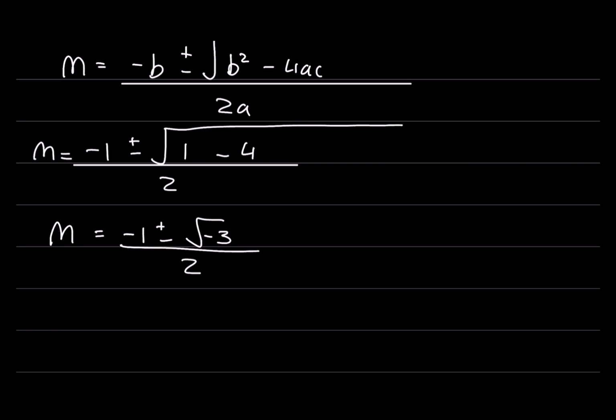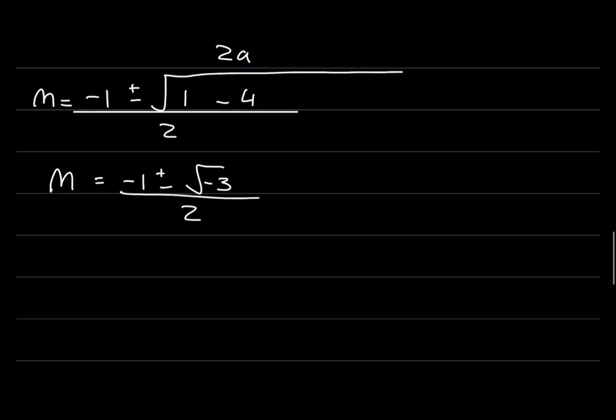Okay, so now this deals with complex numbers. Why? Because we're going to have something under a square root that is negative. So let's say we have root negative 3, this is the same thing as saying root 3 times root negative 1, but we know that root negative 1 is equal to i, so it's going to be the same thing as saying root 3 times i.